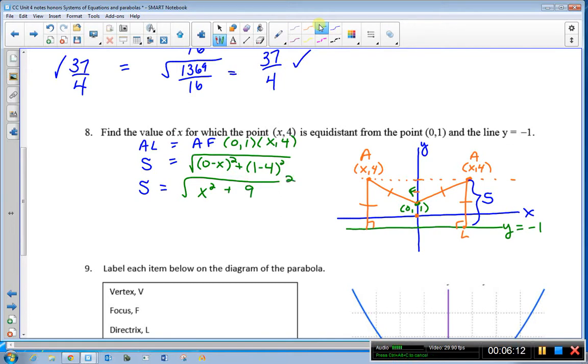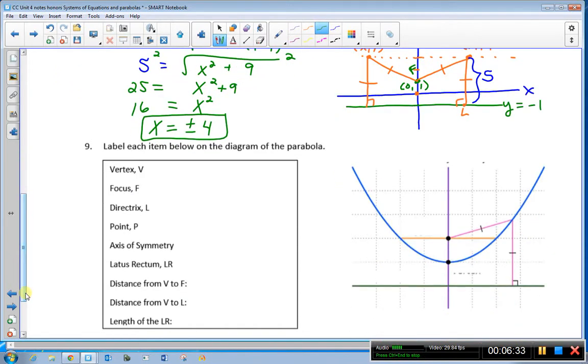So now I'm going to square both sides, and I get 25 equals x squared plus 9. Subtract 9, and you get x squared equals 16. So x is plus and minus 4. And that should make sense. If x is negative 4, it's this one on the left. If it's x equals positive 4, it's the one on the right.